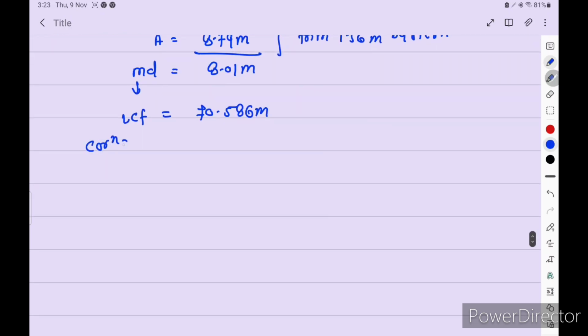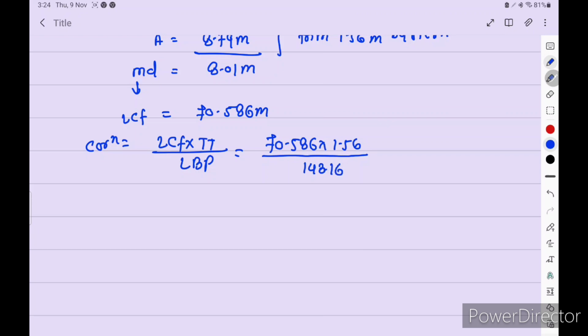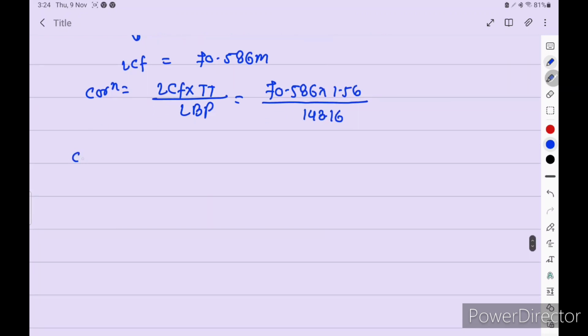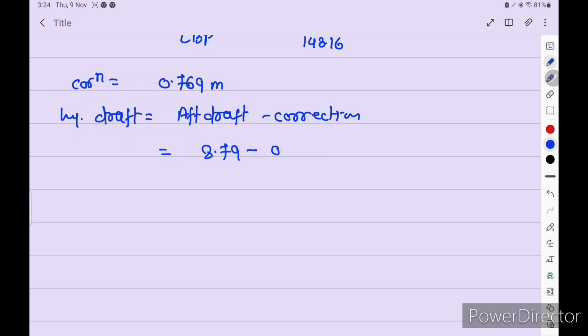Now correction. So LCF into total trim divided by LBP. So 17.586 into 1.56 divided by 143.16 from the MV Hinship particulars. So we get the correction as 0.769 meter. Hydrostatic draft is equal to aft draft minus correction. So aft draft is 8.79 minus 0.769 is equal to 8.02 meter.